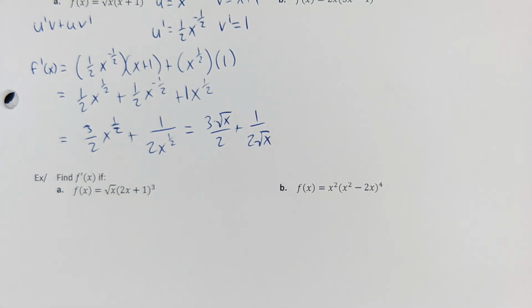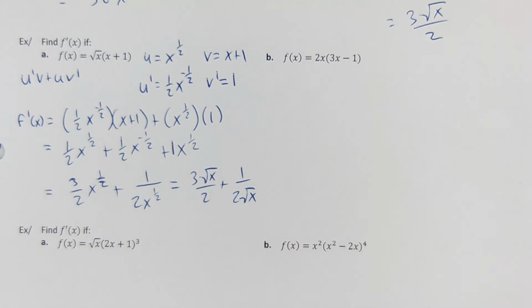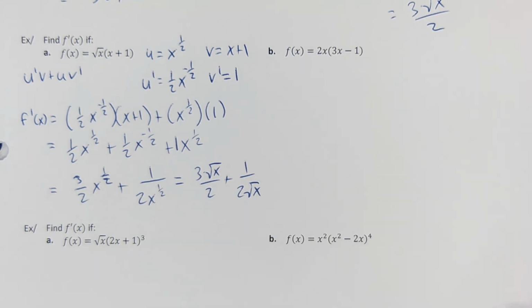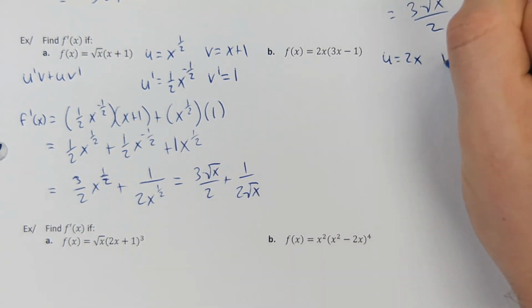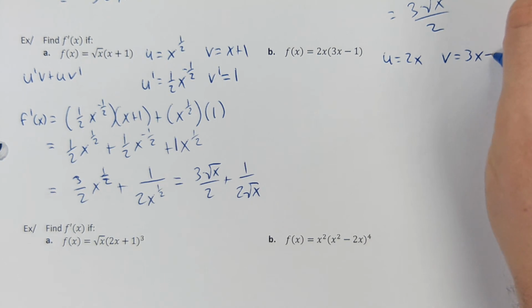And this next one, again, I would never use the product rule for this. I would just distribute and get 6x squared minus 2x. The derivative is going to be 12x minus 2. But we're practicing the product rule, so let's say go. So u is 2x and v is 3x minus 1.